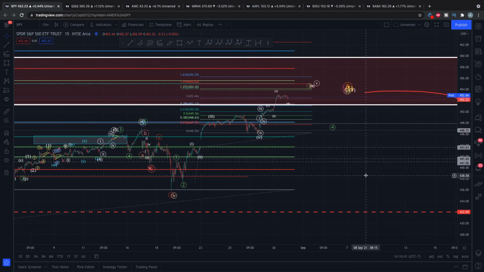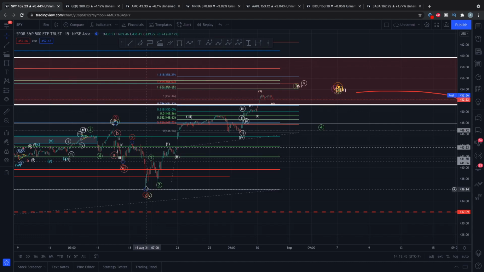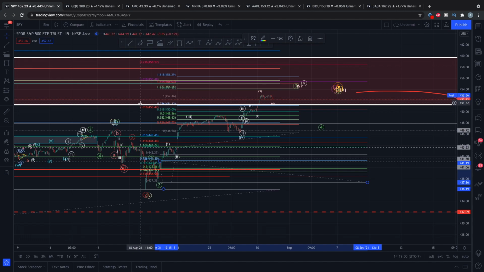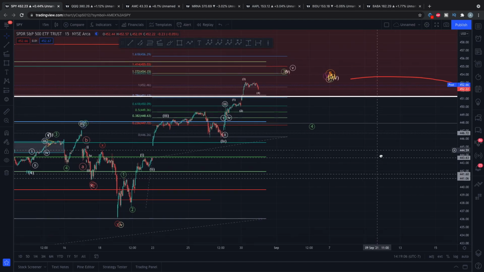The main count that we're focusing on targeting for trades is this green count. That has a 1 up here, a 2 down, and then this is working on a wave 3 upwards, and then a wave 4 down, and then a wave 5 up. I just want to emphasize how extended this wave 3 is. If we take the extension levels of this wave 1 length, you can see that we've already bypassed that 2.618 extension ratio right here. So that is a pretty extended wave 3 upwards.